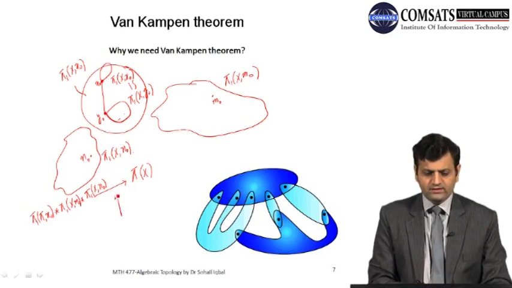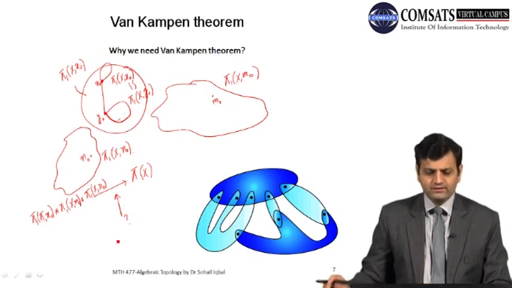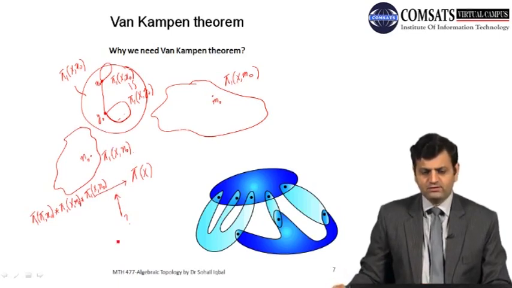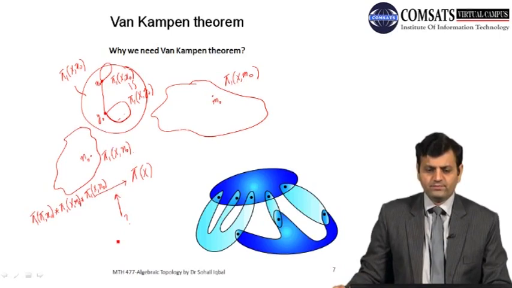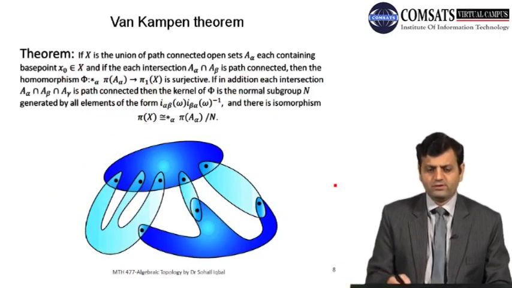Now what are the properties of this map? So this is a question mark, and the answer to this question mark is given by Van Kampen's theorem. So let's see what Van Kampen's theorem is.